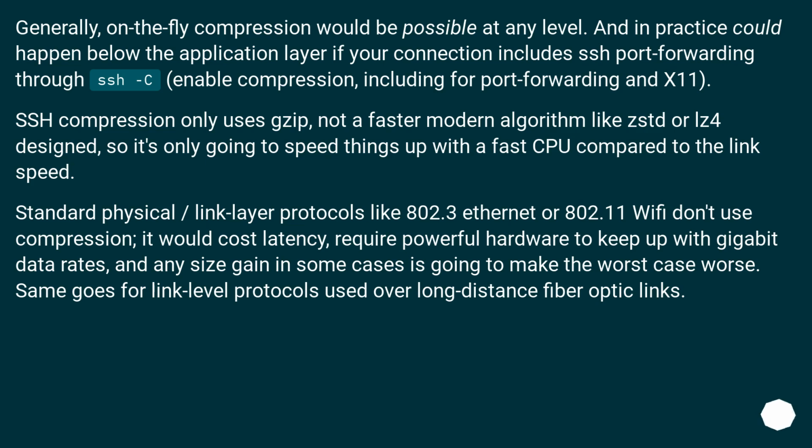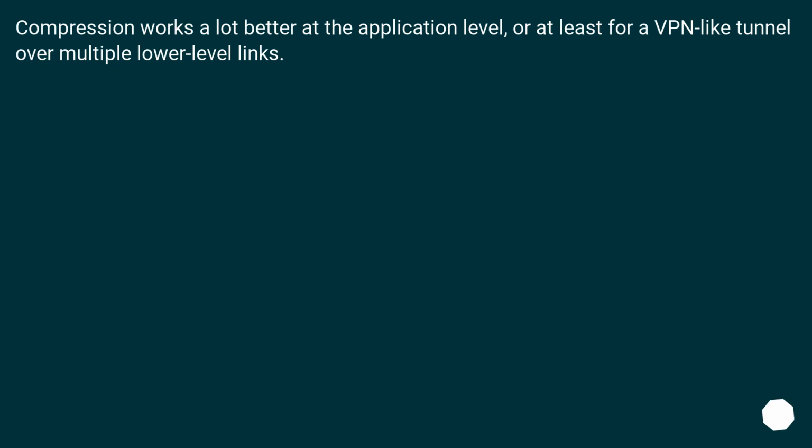Standard physical link layer protocols like 802.3 Ethernet or 802.11 Wi-Fi don't use compression. It would cost latency, require powerful hardware to keep up with gigabit data rates, and any size gain in some cases is going to make the worst case worse. Same goes for link level protocols used over long distance fiber optic links. Compression works a lot better at the application level, or at least for a VPN-like tunnel over multiple lower-level links.